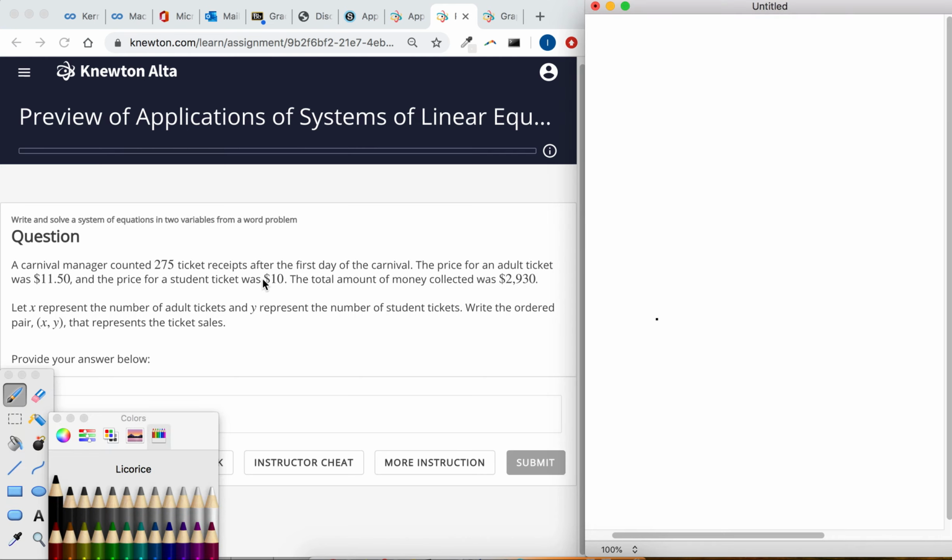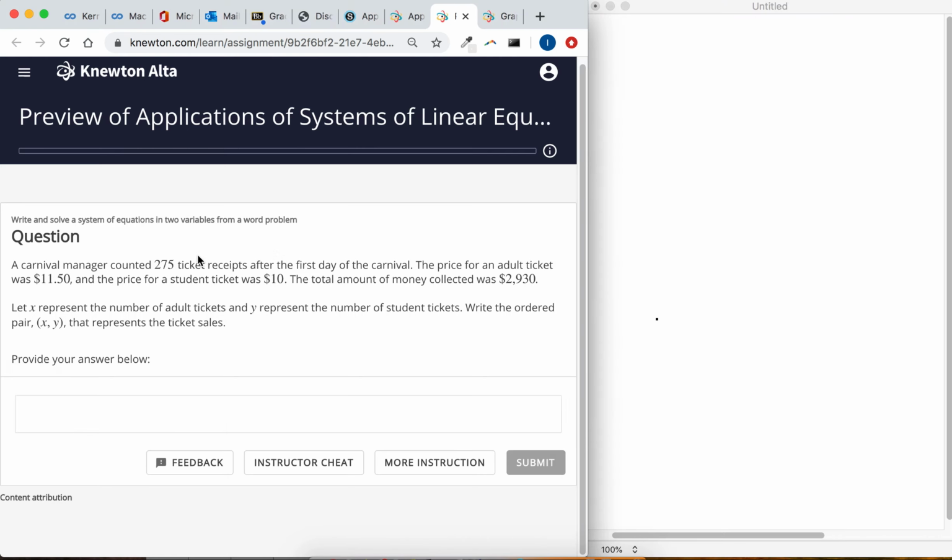Word problems with you, because I know those are usually the trickiest ones. A carnival manager counted 275 ticket receipts. The price of an adult ticket was $11.50. The price of a student ticket was $10. Let X represent the number of adult tickets and Y the number of student tickets.